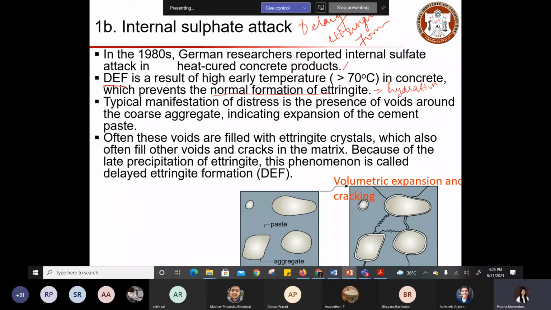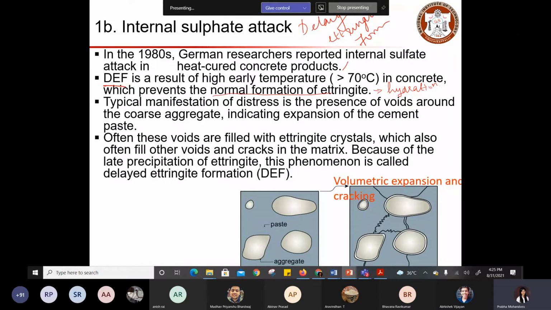And then you have some voids in the hydrated product. At a later stage, when the temperature is reduced and the reaction takes place, it leads to the formation of ettringite and cracking. You can see here the presence of voids around the coarse aggregate, indicating the expansion of cement paste, and sometimes these voids are filled with ettringite crystals, which also often fill other voids and cracks in the matrix. Because of the late precipitation of ettringite, the phenomenon is called delayed ettringite formation.